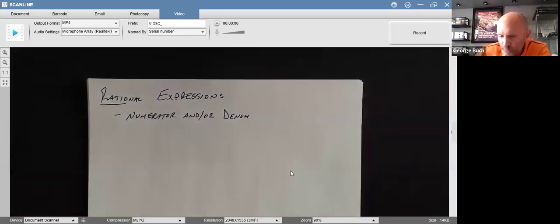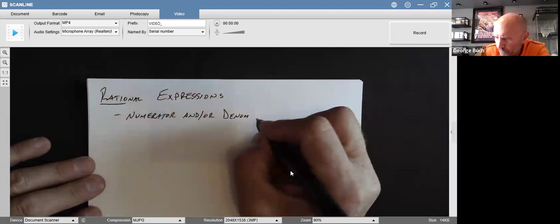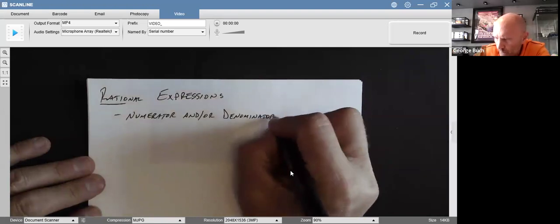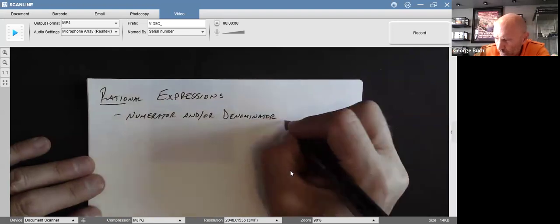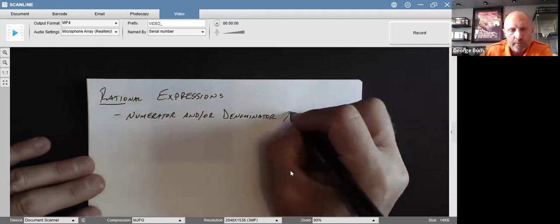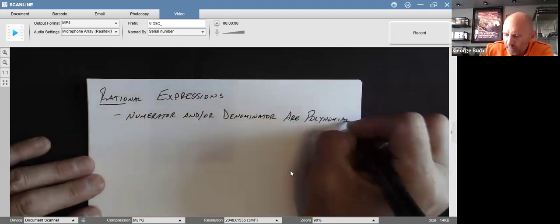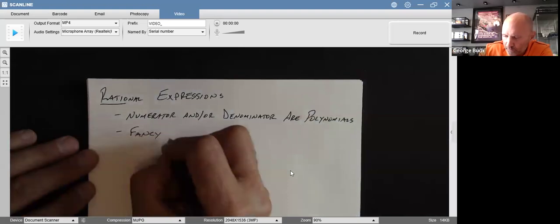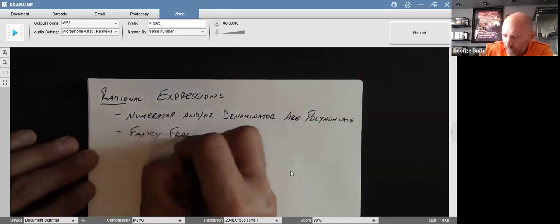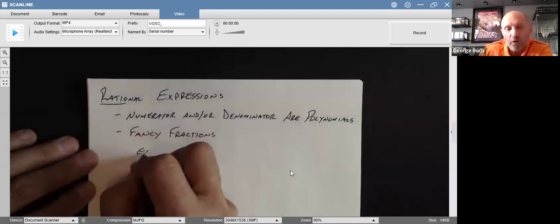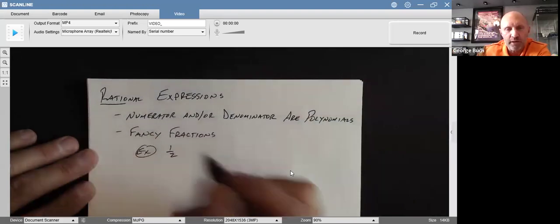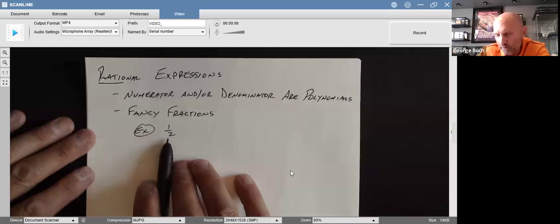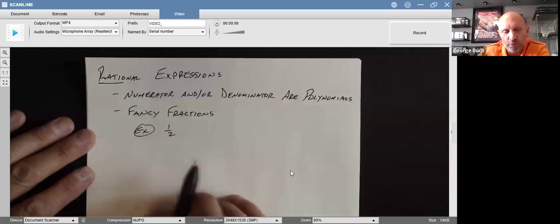All right, so numerator and or denominator are polynomials. So if you want to maybe think of this as like fancy fractions. So instead of something like 1/2, which is also a rational expression, right? So it's a polynomial of 1 and a polynomial 2, and it's the ratio of those.